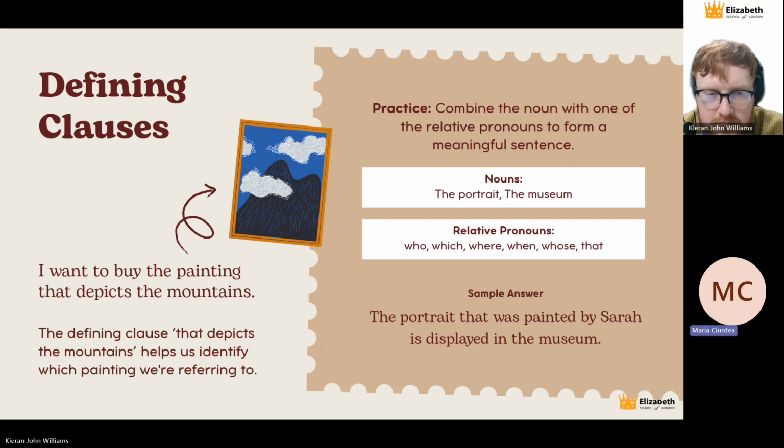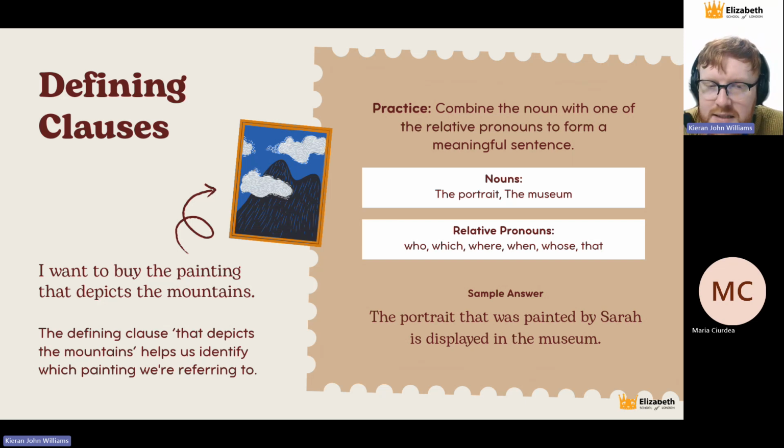Yeah. The portrait whose is my mother. I can sell you in the museum. In the museum. I don't know if my connection is okay. Yeah, I got that one, in the museum. I got that one, yeah.